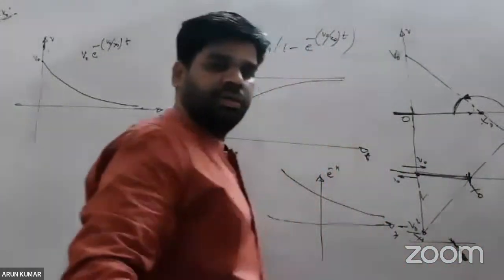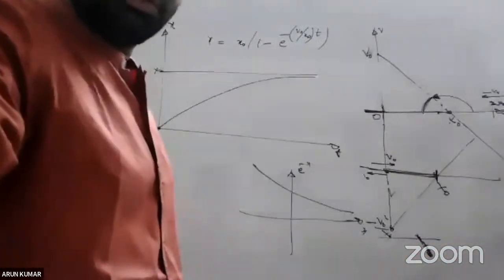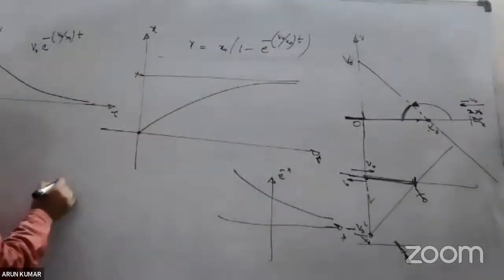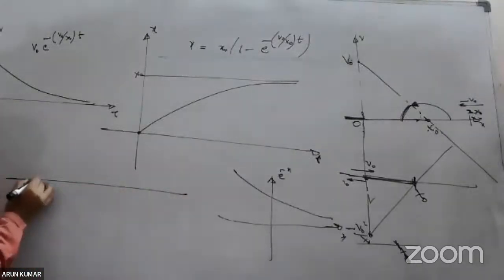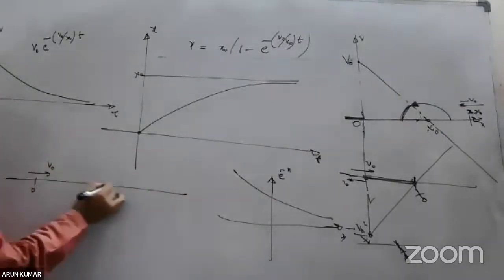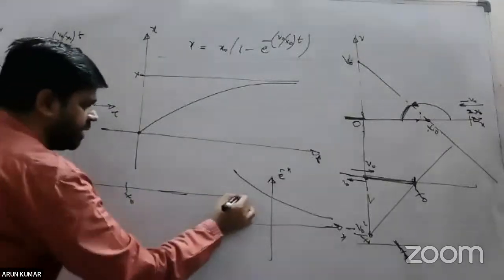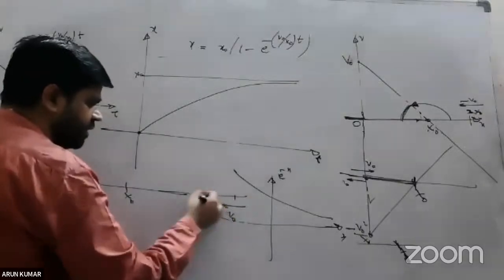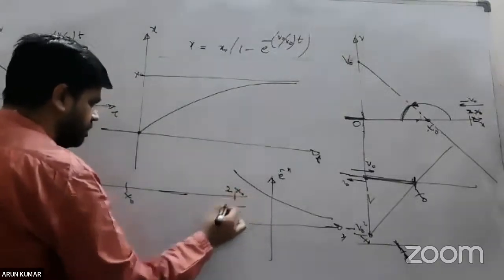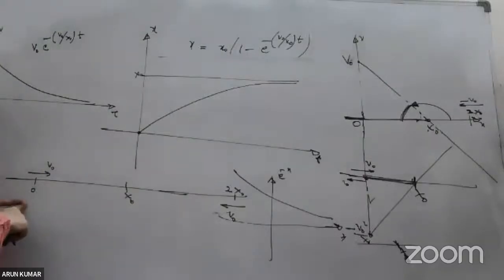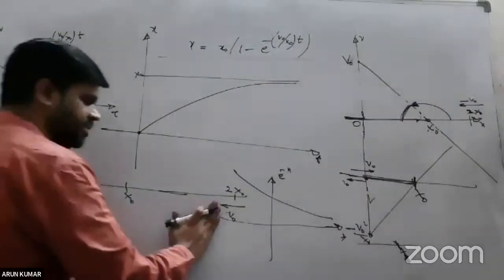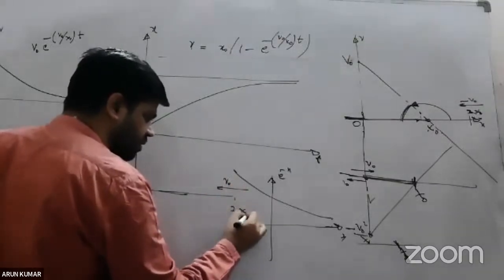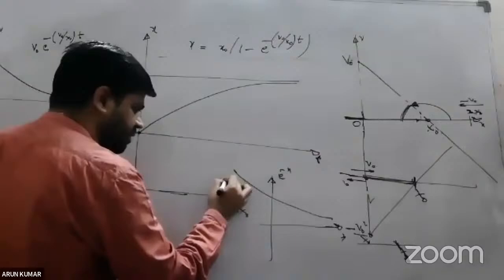What's the homework? I project this particle. Now I project it from x equal to 0 with velocity v naught towards x naught. And now I project the particle again, from x equal to 2x naught, with velocity v naught, but towards x naught.